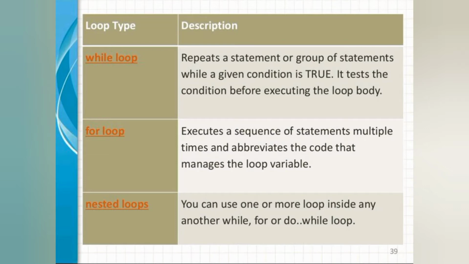For loop. Execute a sequence of statements multiple times and abbreviates the code that manages the loop variable. Use multiple times. Nested loop. These loops can be used to put one or more loops inside another loop: while, for, or do while loop. These are the nested loops.